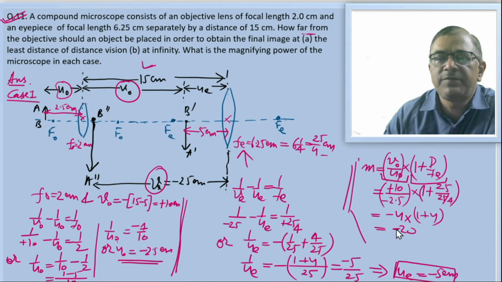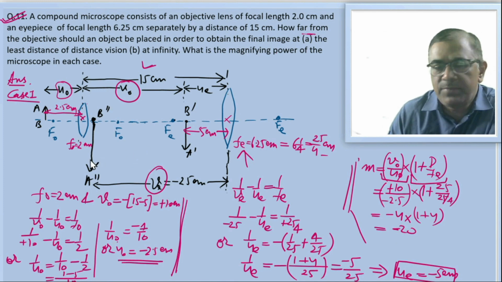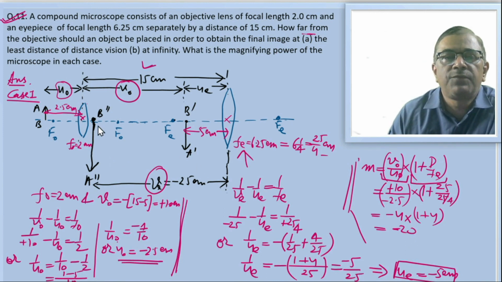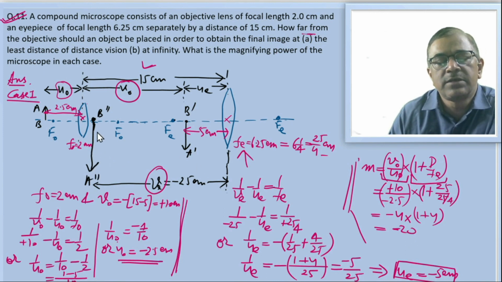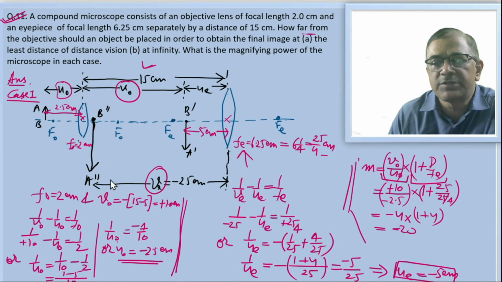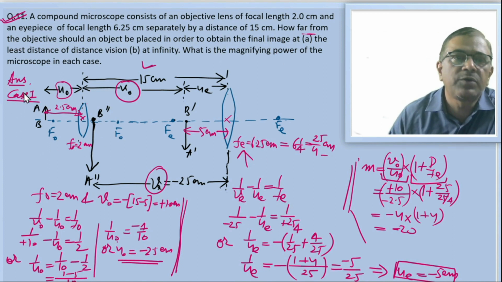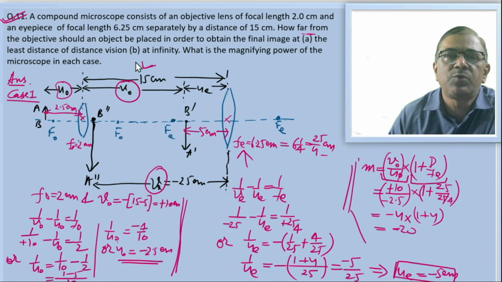Minus sign basically suggests that the final image is real with respect to the object, and 20 basically tells you that the angular size of the final image is 20 times bigger than the angular size of the object when placed at least distance of distinct vision. So this solves both the quantities for case number 1. Now we need to switch over to case number 2 to calculate the same two quantities.